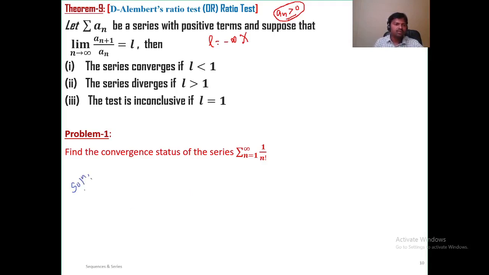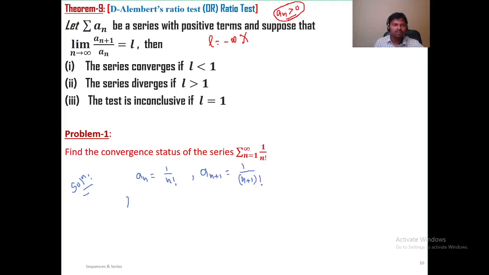Now what do we want? First, you retrieve what is an. An is 1 upon n factorial. To apply the ratio test, what do we require? We require an plus 1 also, right? Then what is an plus 1? An plus 1 is 1 upon n plus 1 factorial. Wherever there is n, you write n plus 1. That's nothing else, n plus 1 factorial.